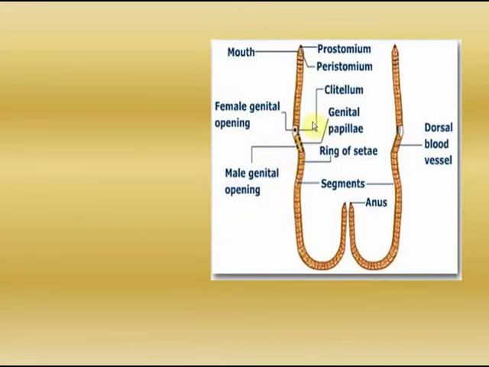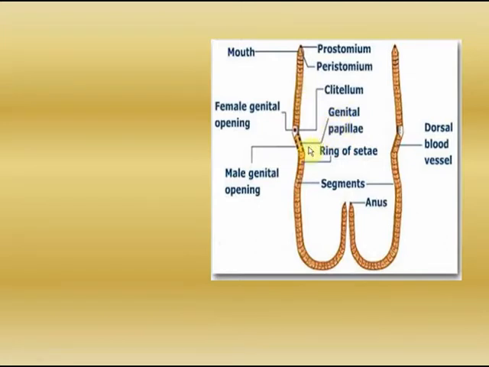You can see here the morphology of earthworm. This is prostomium, this is peristomium, which is present in the first segment of earthworm. This is clitellum. This is a circular glandular band which occurs in 14 to 16 segments, and external segmentation is absent in the area of clitellum. Clitellum differentiates the body into three regions: preclitellar, clitellar and postclitellar region.